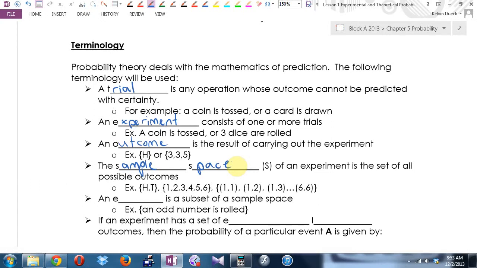What's the sample space for rolling a die? 1, 2, 3, 4, 5, 6, right there. What's the sample space for rolling 2 dice? Well, I could get a 1 and a 1, I could get a 1 and a 2, I could get a 1 and a 3, I could get all the way up to a 6 and a 6. What's the sample space of a deck of cards? Every card. We're rarely going to list out sample spaces because that's a lot of work, but we have to be able to identify the sample space before we actually can calculate the probability.